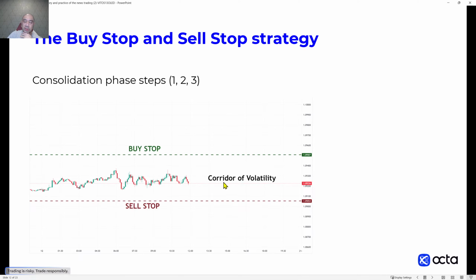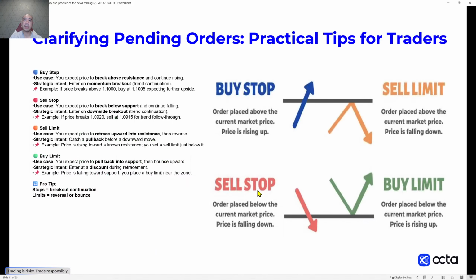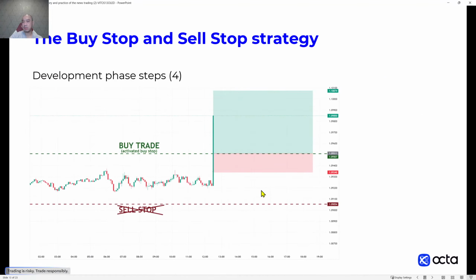If we have that corridor of volatility, we can place the buy stop and the sell stop here, and we'll just lock the range. We don't know what the news is going to be. If it does create a very strong move to the upside, then we will be in position because we have an order just above that range. It will trigger the buy stop and then it will run up quickly like this.